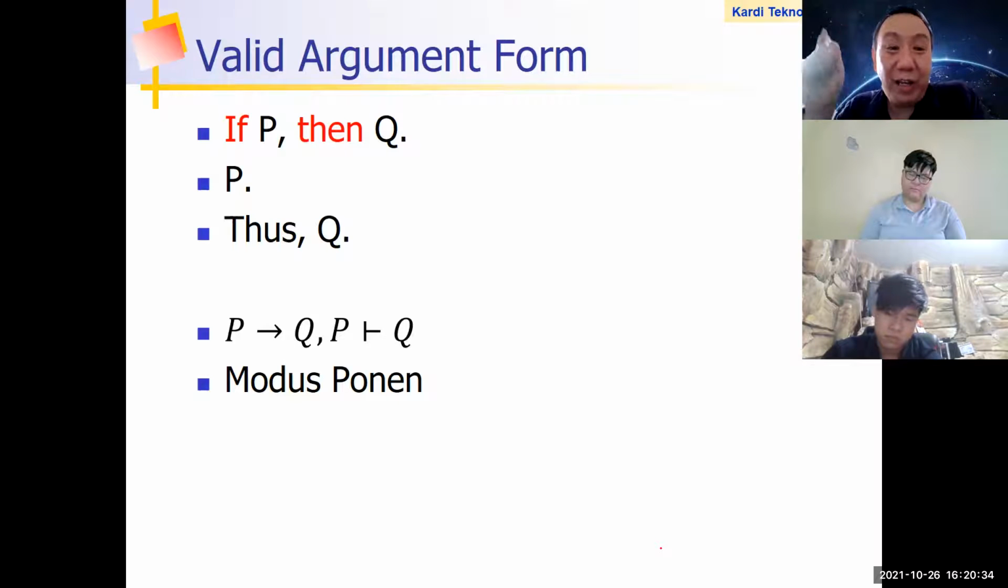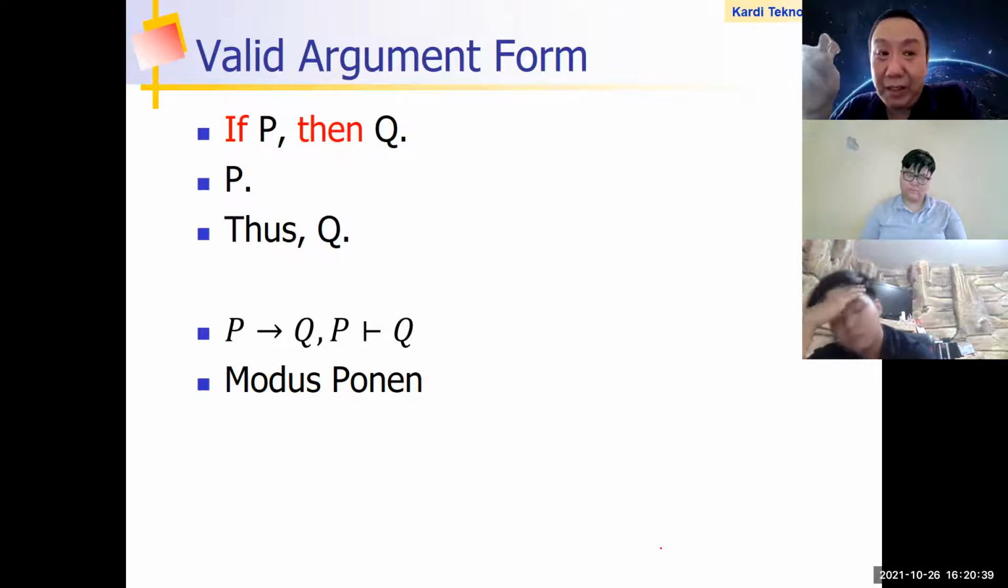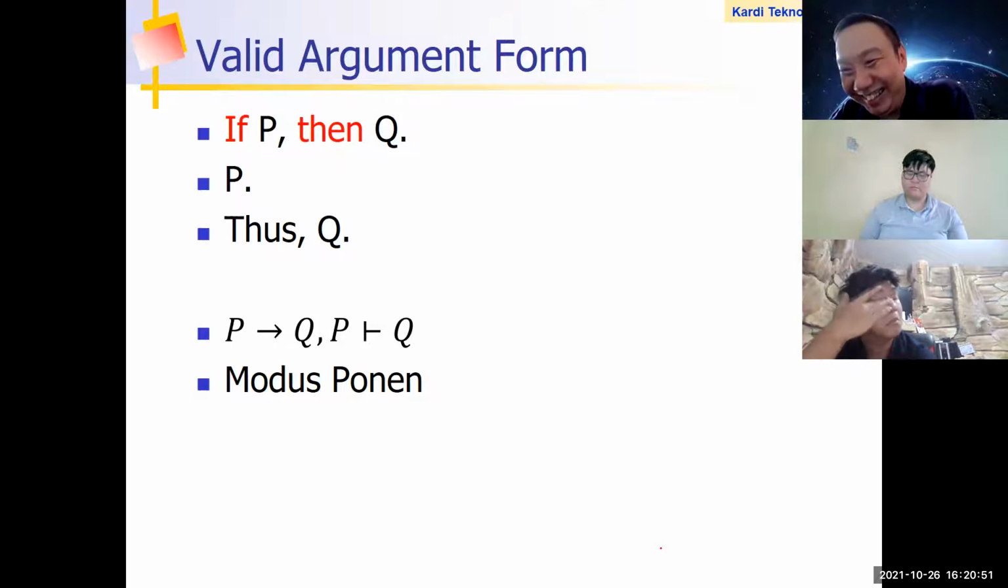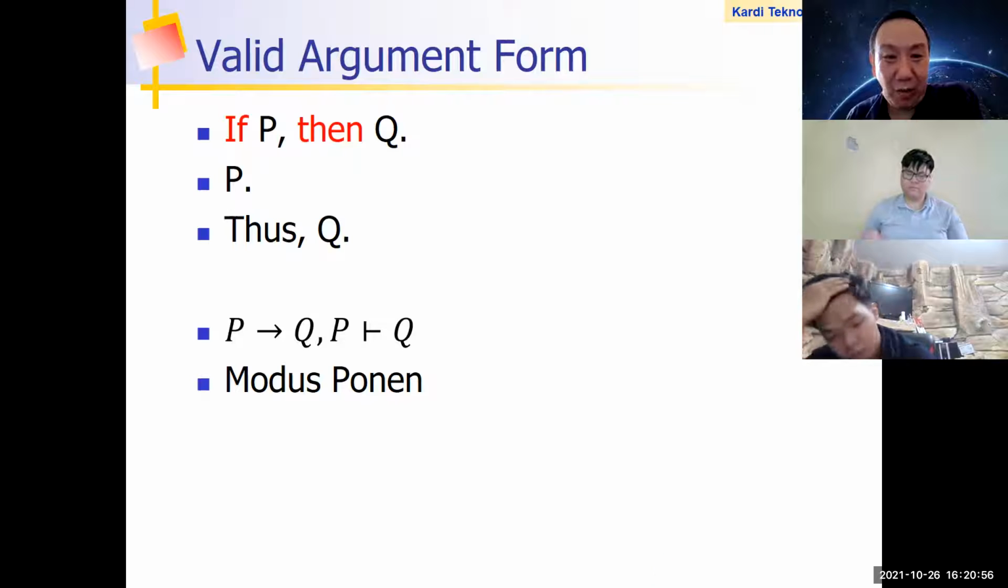If P, then Q. Then the second premise is P, so Q. Very easy, right? If P, then Q. P, so Q, of course, right? So this kind of argument is called modus ponens. Next.